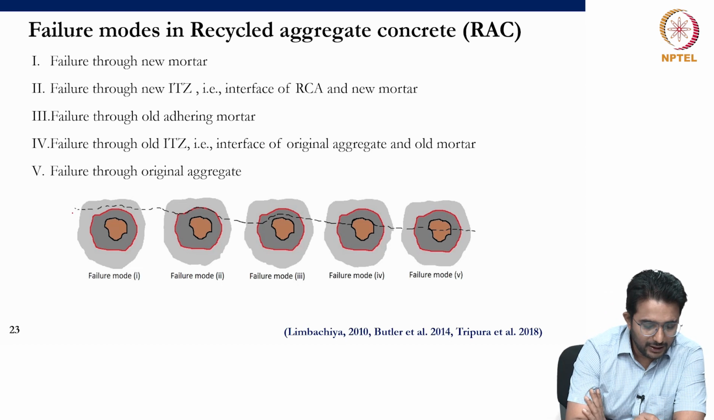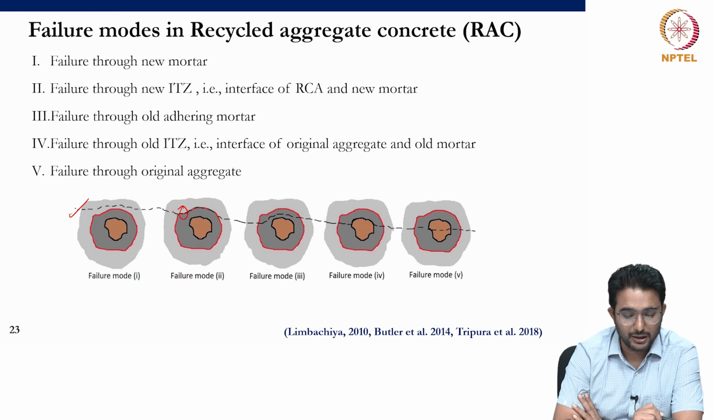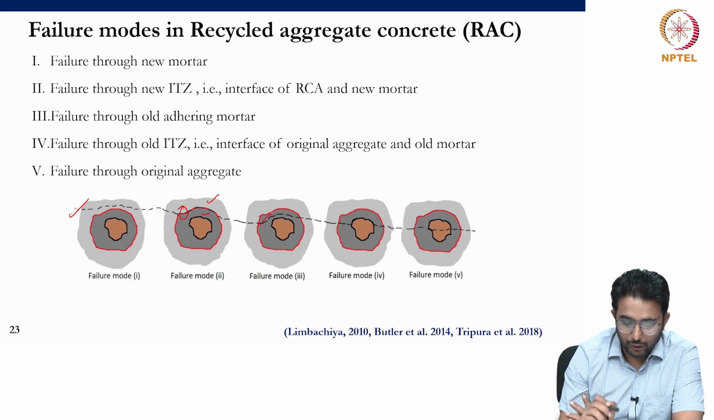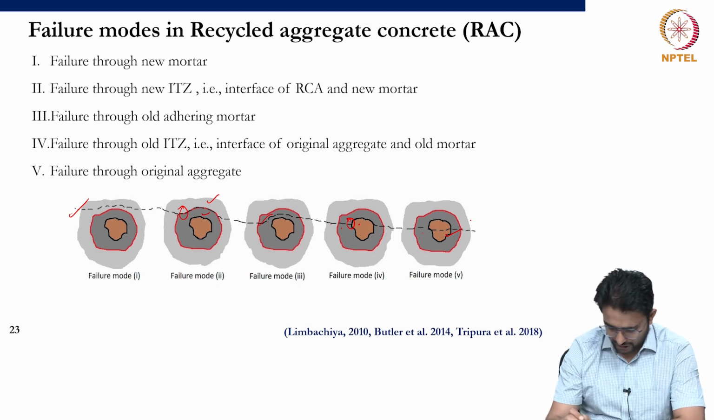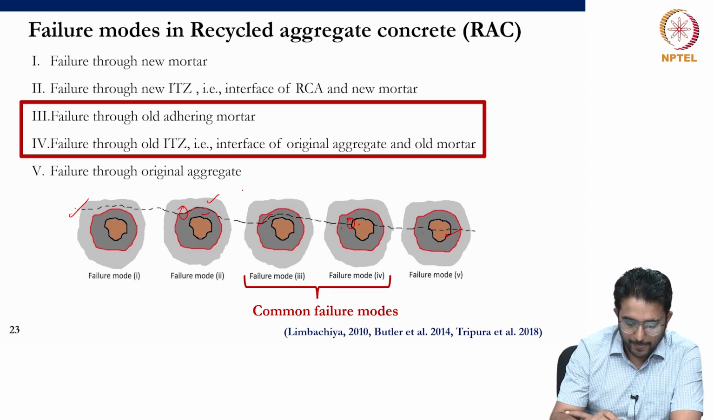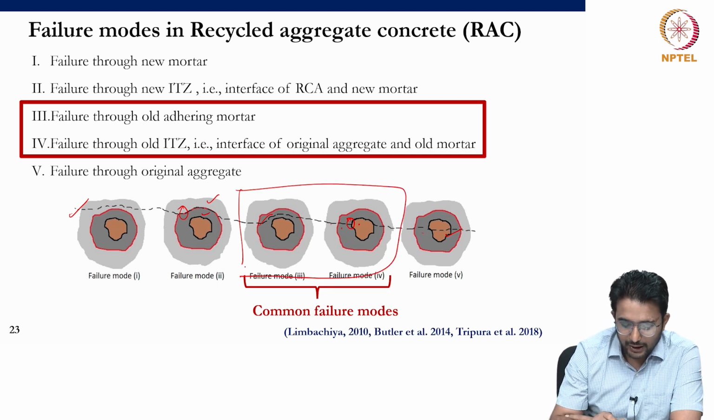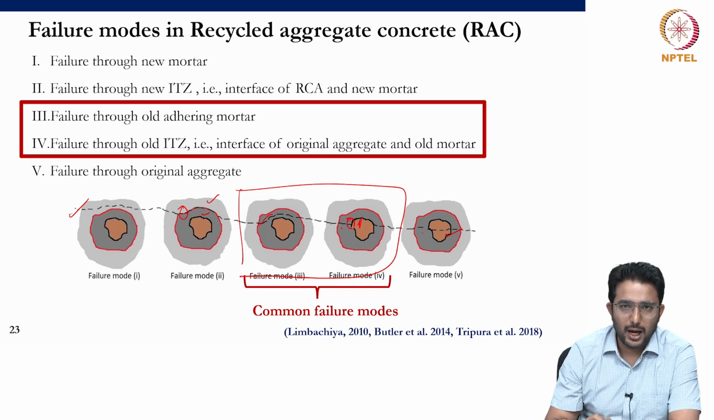So for example, the crack can go through the new mortar, the crack can go through the interfacial transition zone between the new mortar and old mortar, the crack can go through the old mortar, or the crack can go through the ITZ between the old aggregate and old mortar, and in fact the crack can go through the aggregate. But for most of the structures, what we have seen is that the crack will be passing either through the old mortar or through the interfacial transition zone between the old mortar and old aggregate.